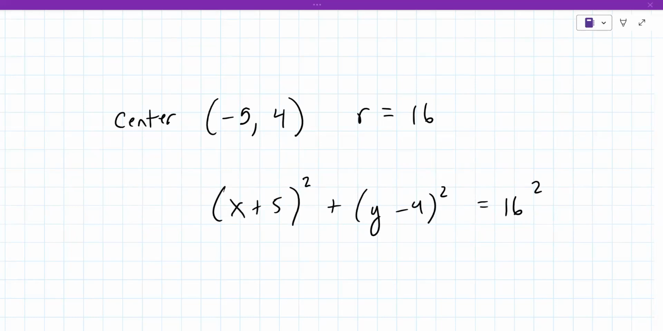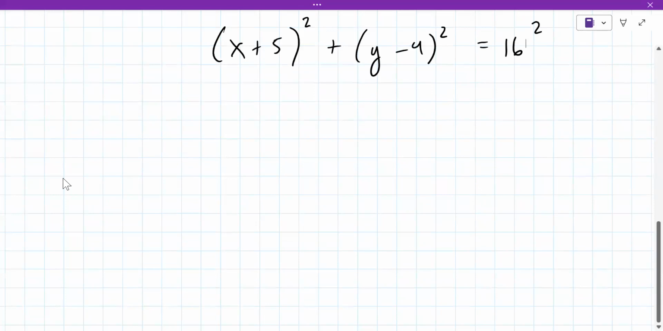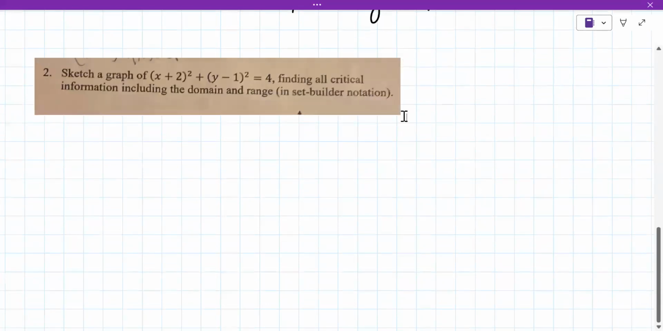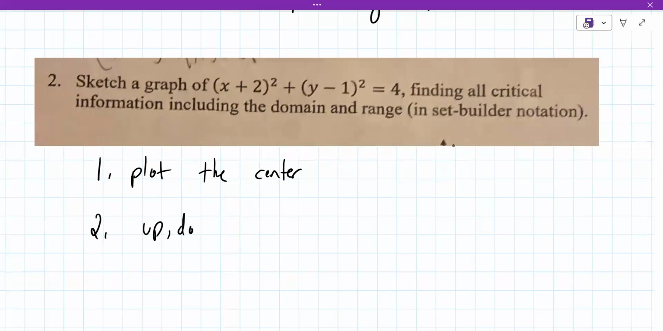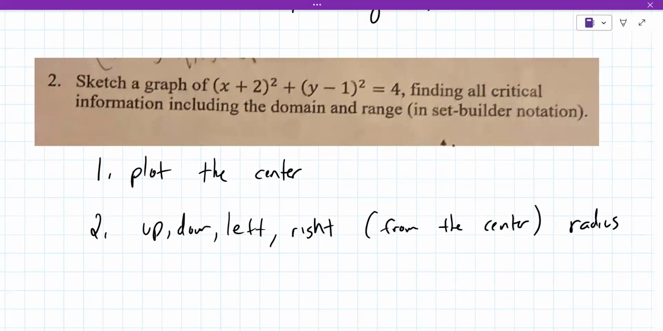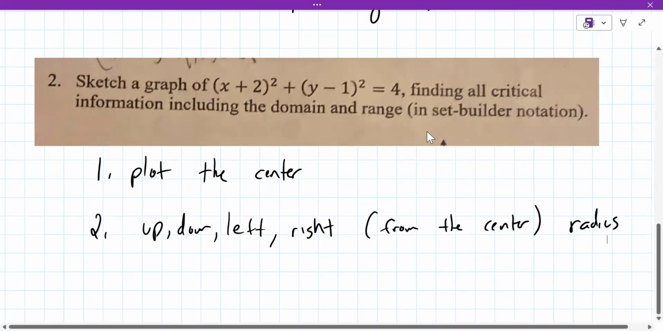And then I guess that's all you do with that, and then you can pull some points from that, correct? Well, we're going to graph the next one. You only have to graph the center, and then from the center you go up, down, left, and right. So the steps to graph are to plot the center, and then go up, down, left, and right from the center. The amount is the radius.